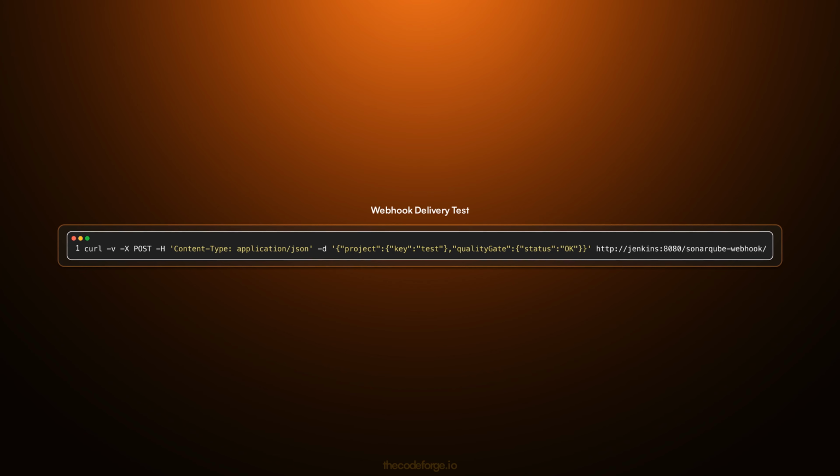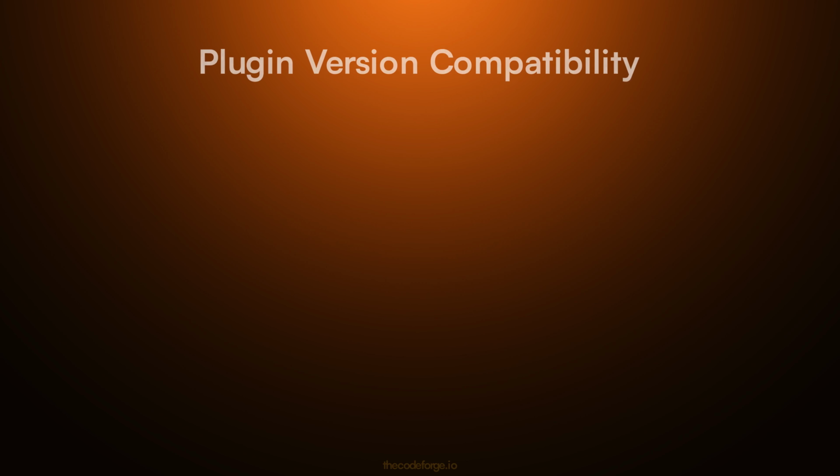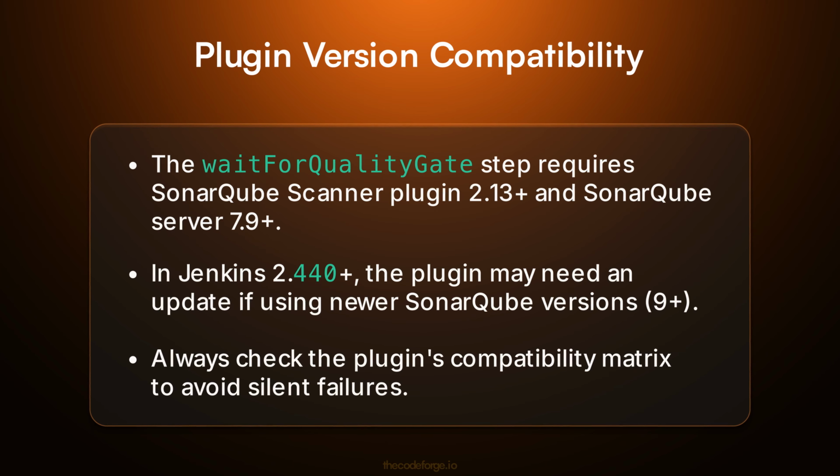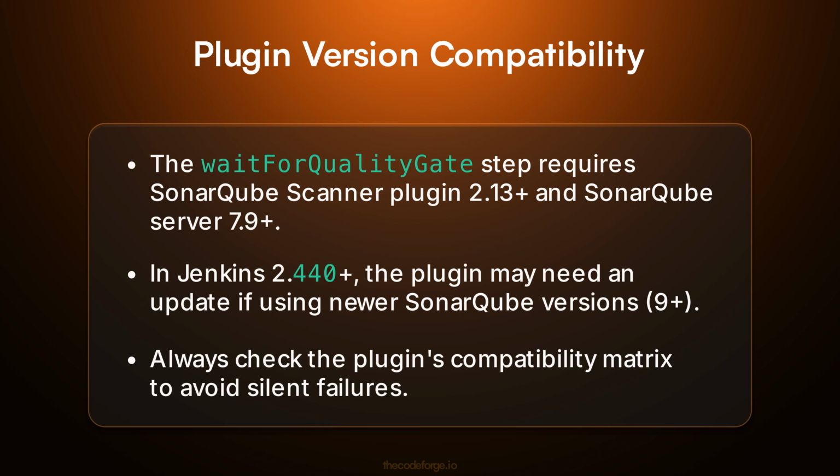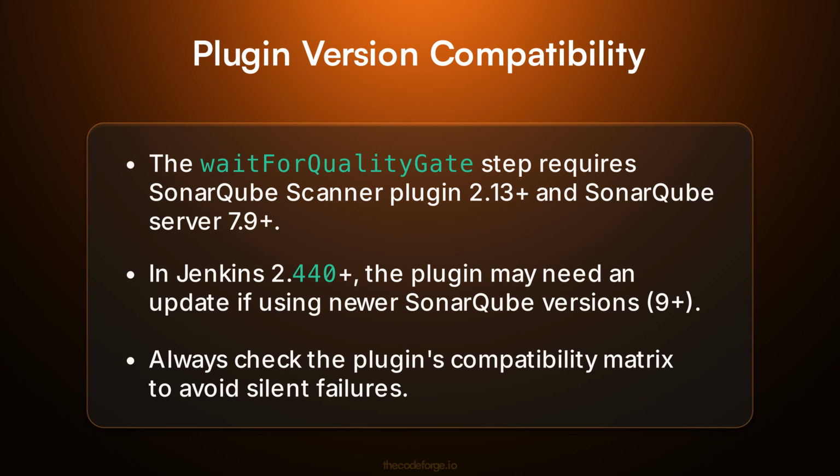Before relying on waitForQualityGate, verify the webhook endpoint is reachable and returns HTTP 200. Use curl from the Jenkins node to simulate a SonarQube callback. The waitForQualityGate step requires SonarQube Scanner plugin 2.13+ and SonarQube Server 7.9+. In Jenkins 2.44+, the plugin may need an update if using newer SonarQube versions, 9+. Always check the plugin's compatibility matrix to avoid silent failures.